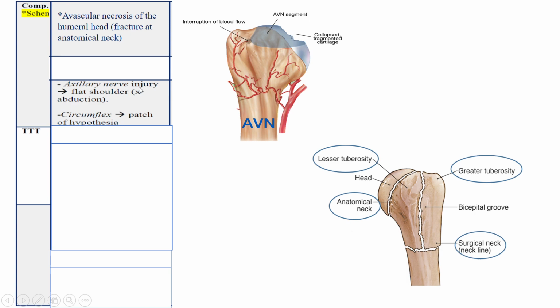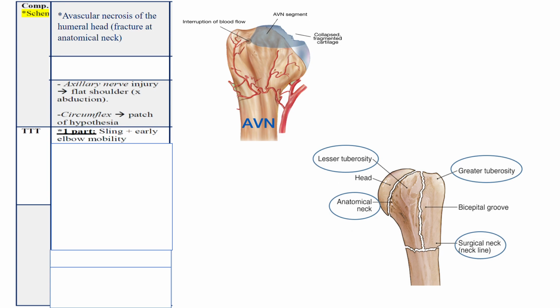Axillary nerve injury results in flat shoulder, and this will affect the abduction, and the circumflex nerve injury will result in a patch of hypoesthesia. The treatment will depend on the Neer's classification, and this will depend on how many parts of the bone are injured. If only one part is fractured, then we will do the basic closed reduction with external fixation, sling with early elbow mobility.